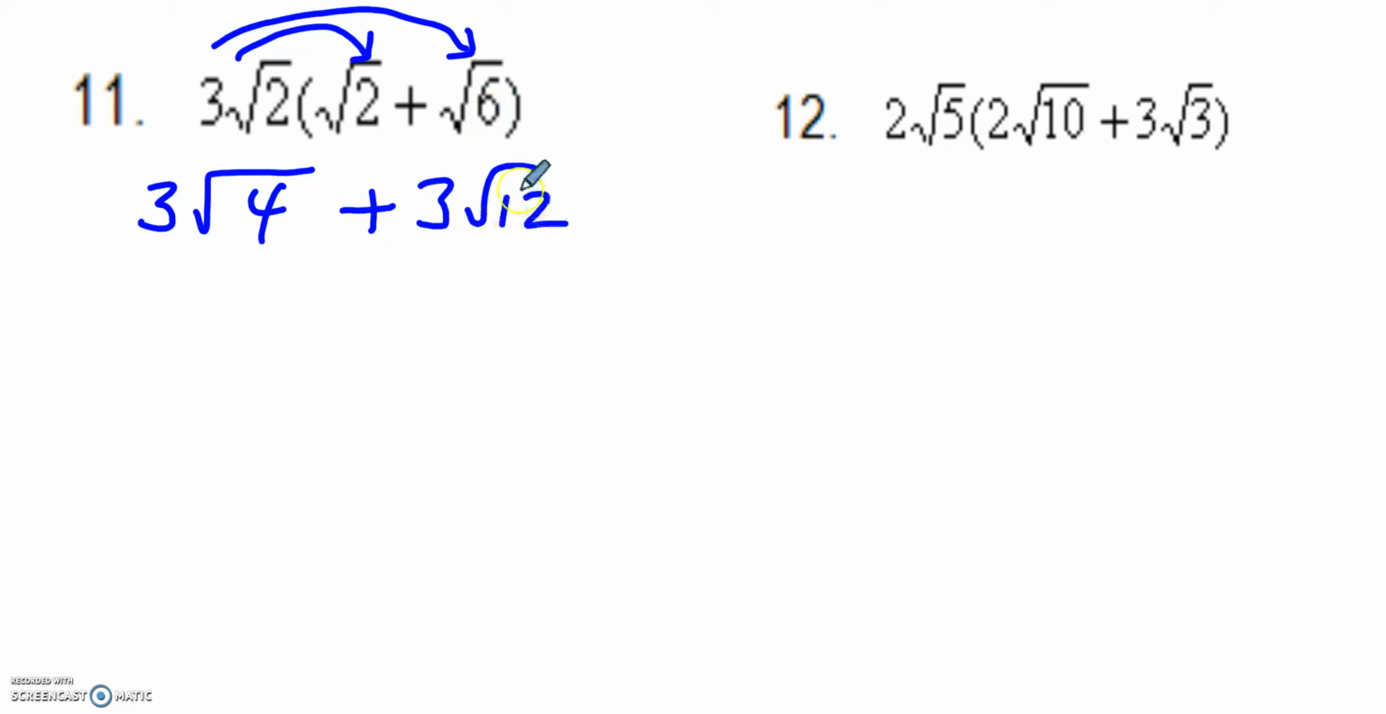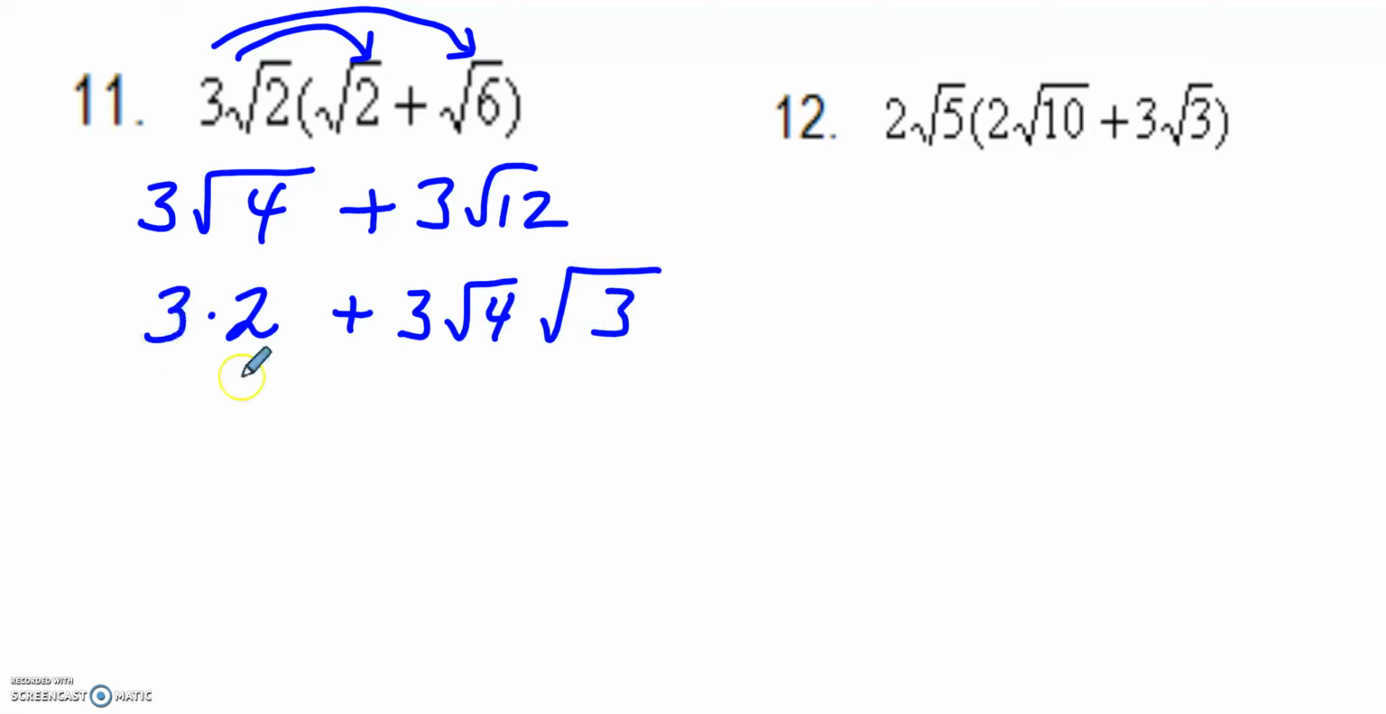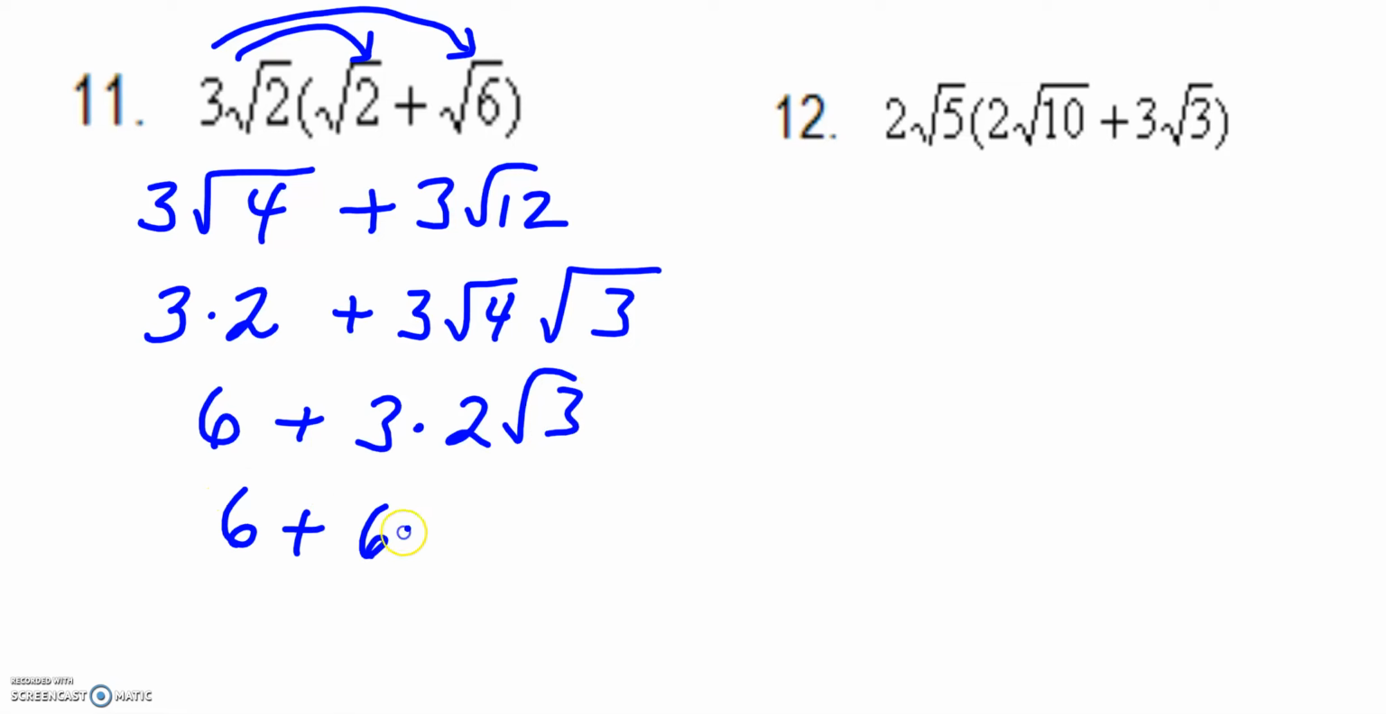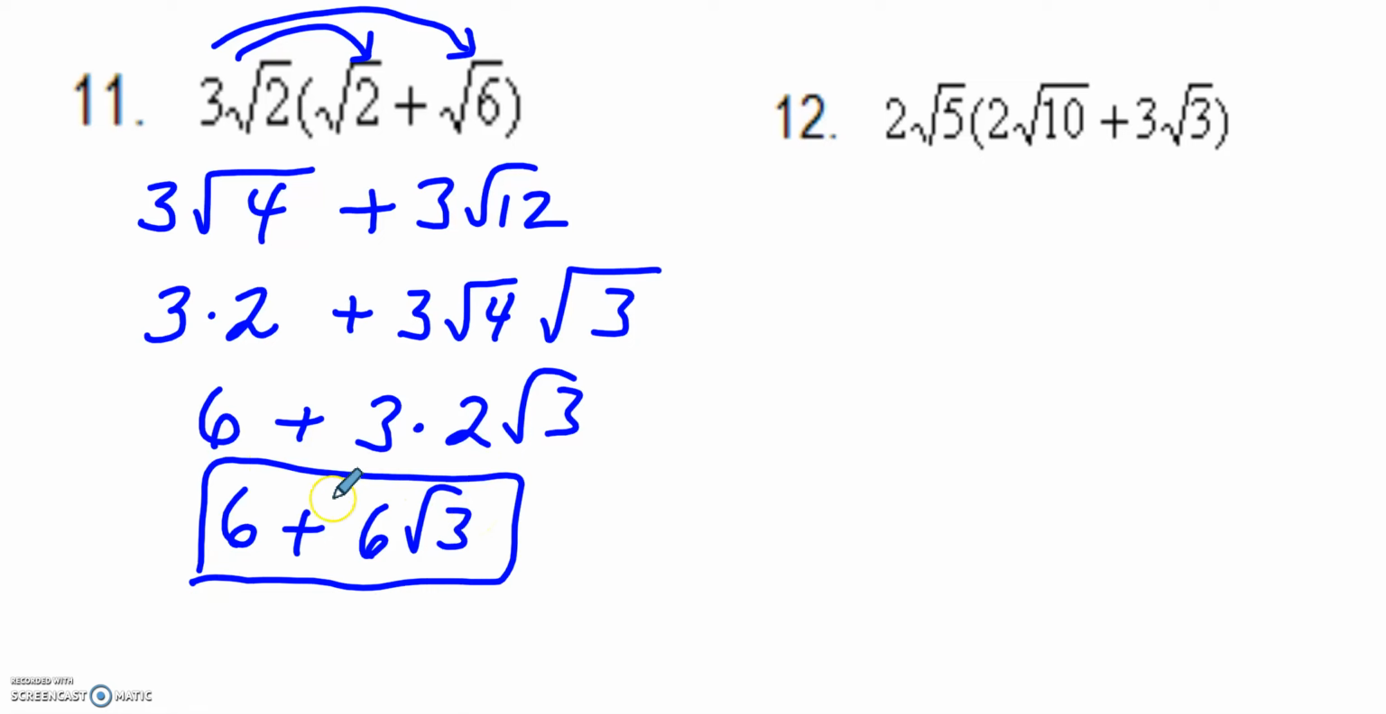So my goal is to simplify the radicals as much as possible. Now, lucky for us, this first one is really 3 times 2, because root 4 is a perfect square, plus 3, not a perfect square, but I could split root 12 into 4 times 3. So I have 6 plus 3 times square root of 4 is 2 root 3. So I have 6 plus 6 root 3. Now, this is the final answer, because in order for radicals to be like terms, they need the same radicand. So because this 6 does not have a root 3, they are unlike terms, so I leave my answer like this.